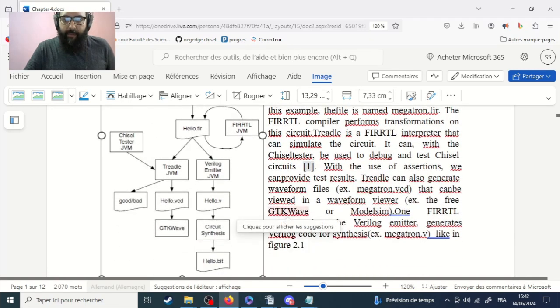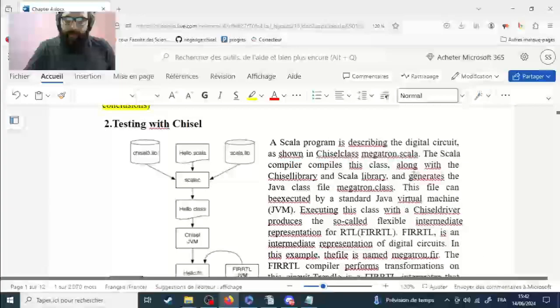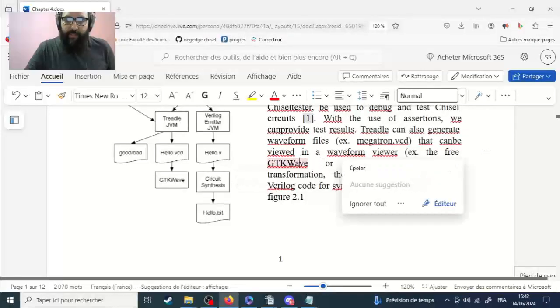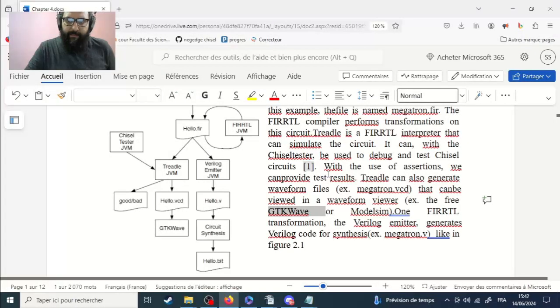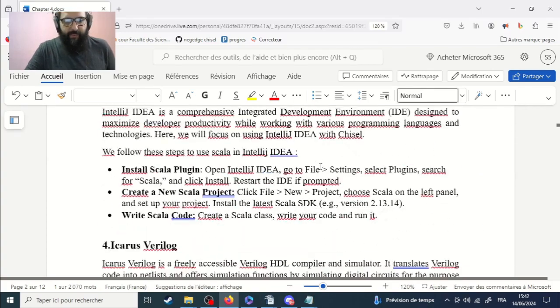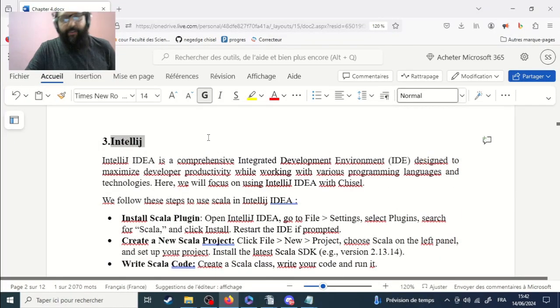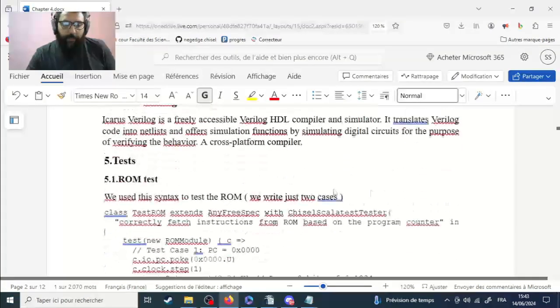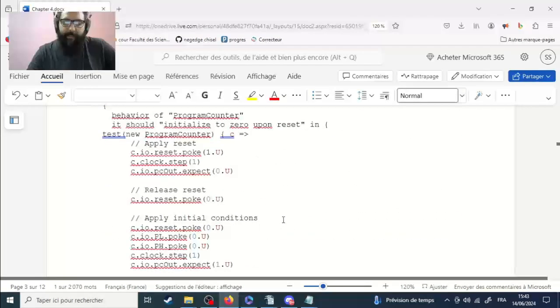and talk about the tools used here. The tools, I mean this one, for instance. You have to talk about GTKWave, and that's all. All the tools you need, I guess: Icarus, and a small talk about the IDE, yes. The Icarus, and the GTKWave. After that, you have to put some tests.